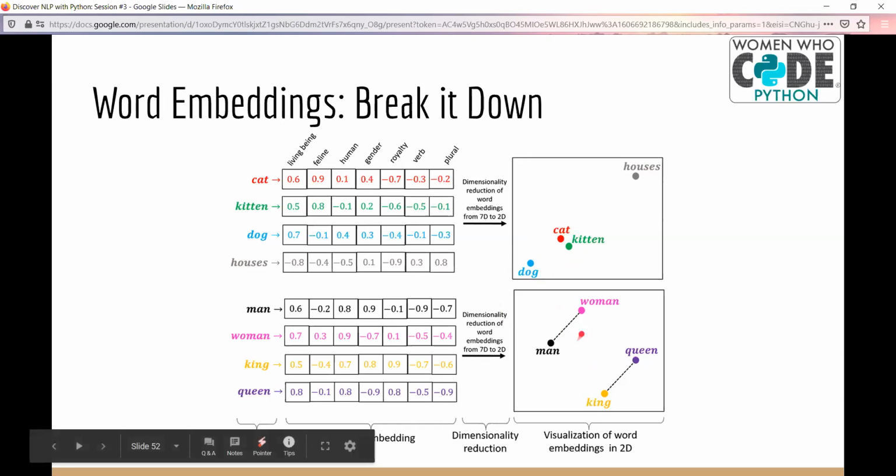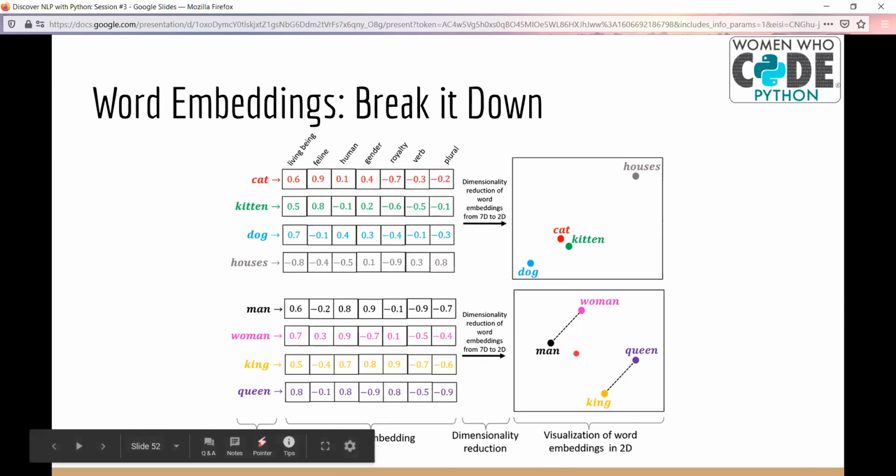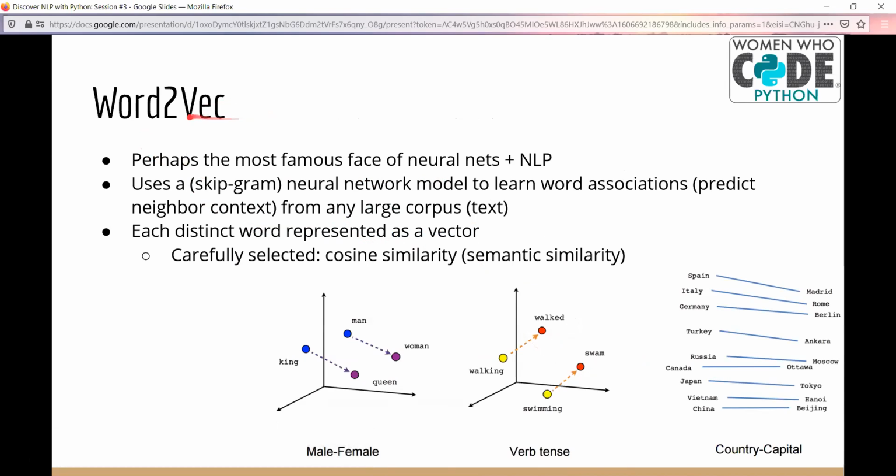Similarly, for men, women, king, and queen, you can see that the mapping happens according to the scores. If the words have close or the same scores, they would be put close to each other, and if they are not the same, they would be put far from each other. So there's a technique called word2vec. Word2vec is word to vector. We are taking words and mapping them into vectors, and that's what we discussed just now.